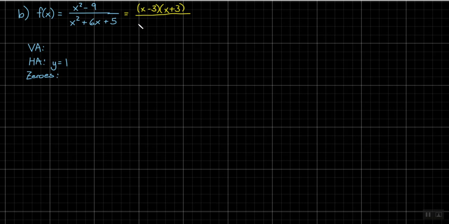Positive 5 and positive 1, right? So we have x plus 5 and x plus 1. In this entirely factored form, we get all the other information we need.